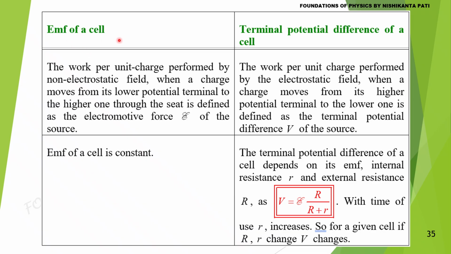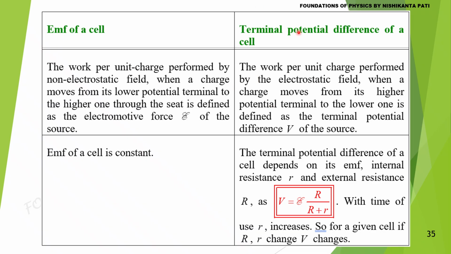EMF of a cell is the work per unit charge done by the non-electrostatic field when a test charge moves from the low potential terminal to the high potential terminal through the cell. Actually, battery, generator, dynamo are commonly called seat of EMF. EMF was earlier known as electromotive force. Electromotive force is not a force, so we replace this name by EMF.